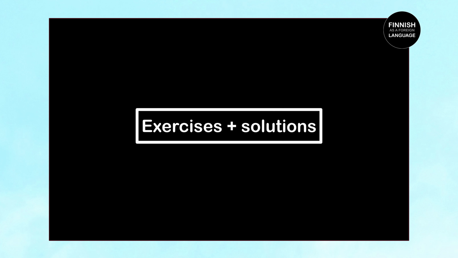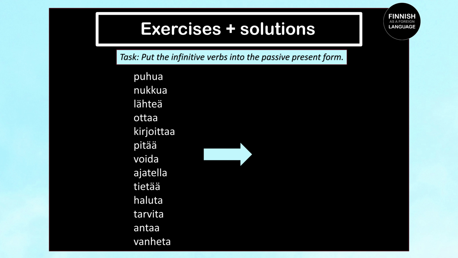And now we arrive at our last chapter, number 10, the exercises plus solutions. Here we have 13 verbs standing in their infinitive form, and the task is to form the passive present out of them. For each word we have 5 seconds. So let's go. Our first one is puhua, which means to speak. The passive present is... That's right, it's puhutaan. Puhutaan.